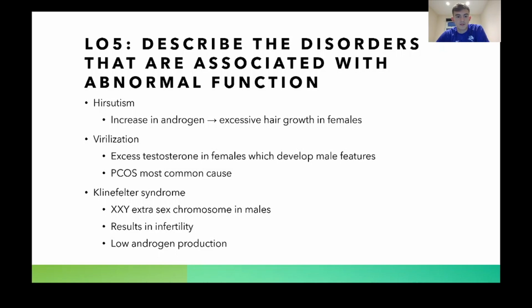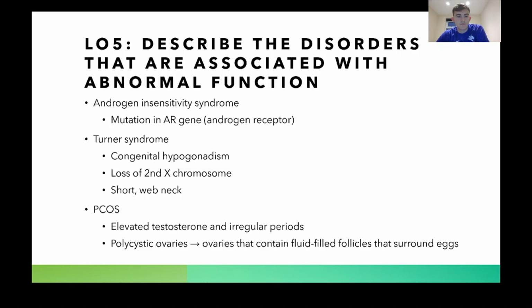Then we've got Klinefelter syndrome, and it's genetic, and this is where males get an extra X chromosome, XXY, and that usually results in low androgen production because the extra X chromosome precedes the Y, and we've got more estrogen production, and it results in infertility. We also have, similarly to Laron syndrome, this androgen insensitivity syndrome, where there's a mutation in the androgen receptor gene, so the hormones can't properly work.